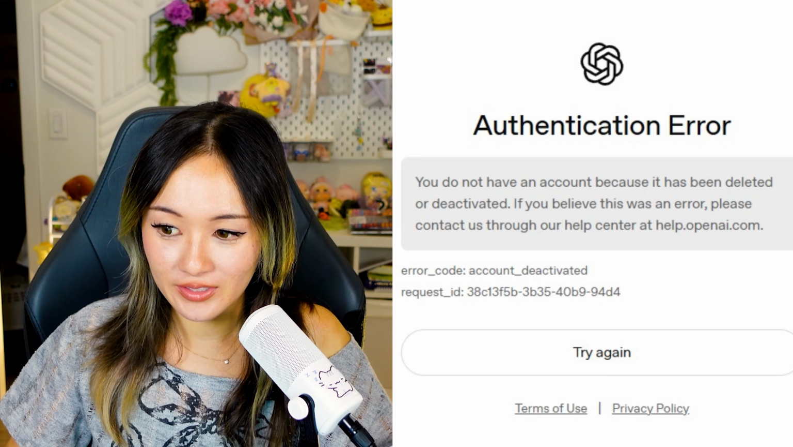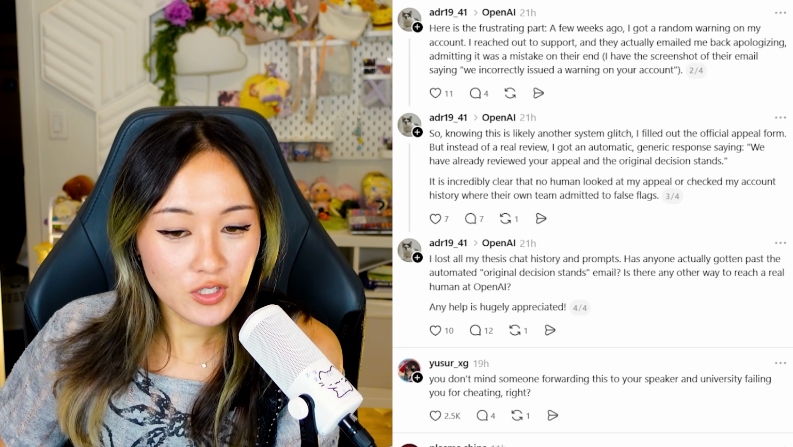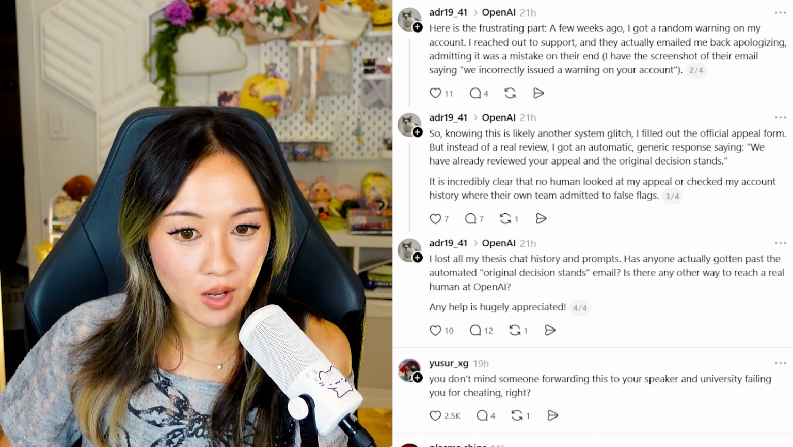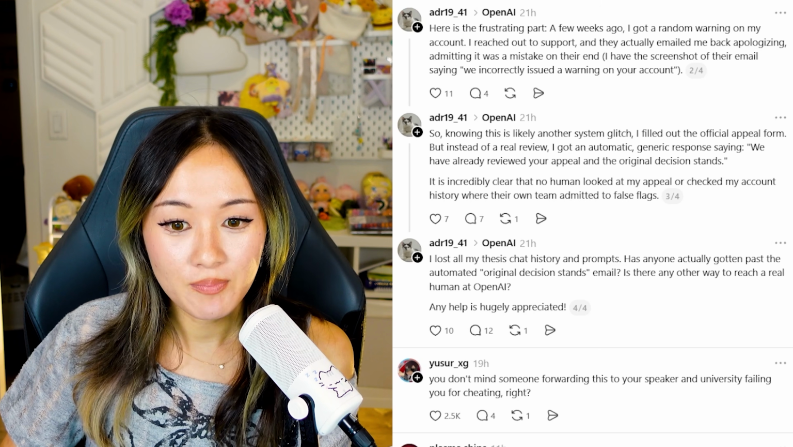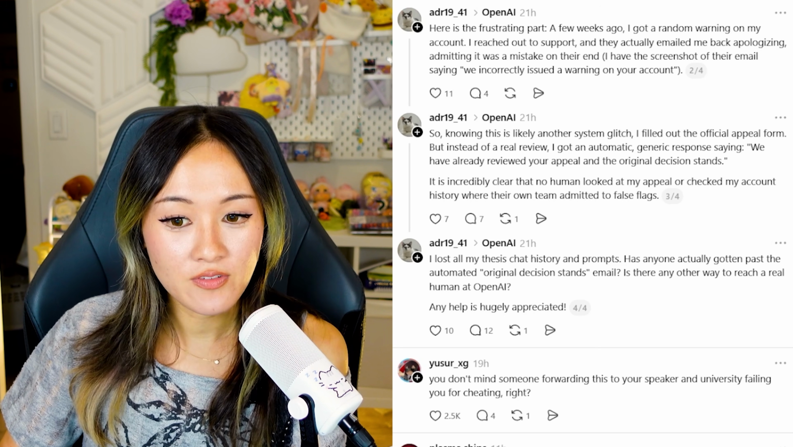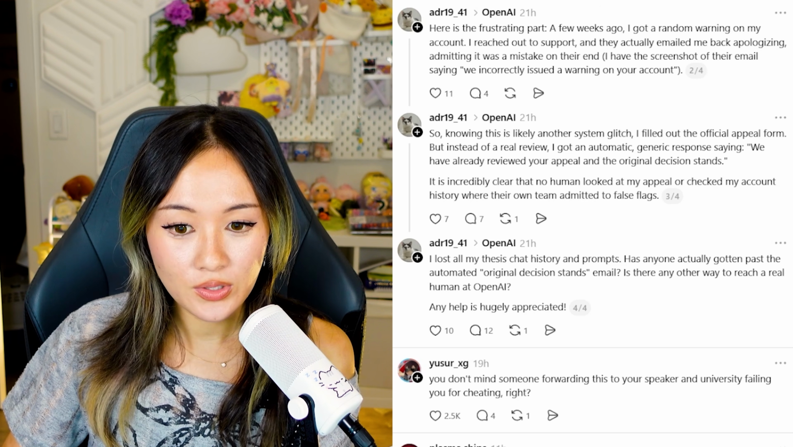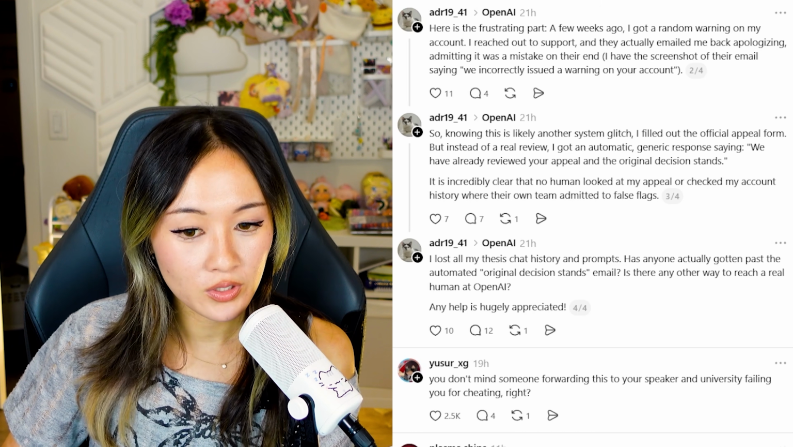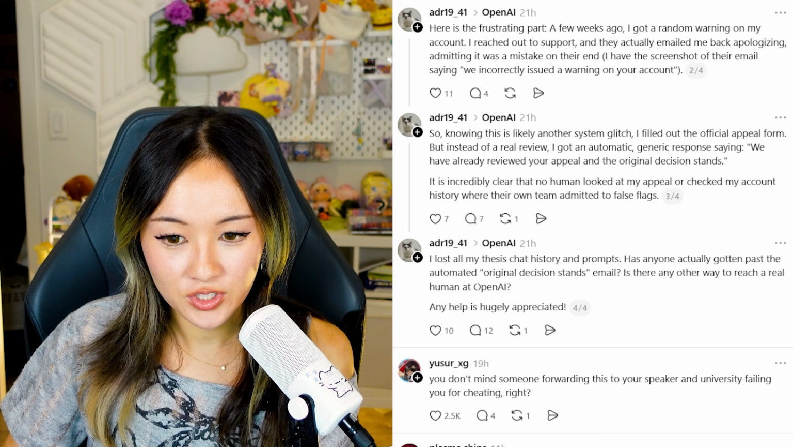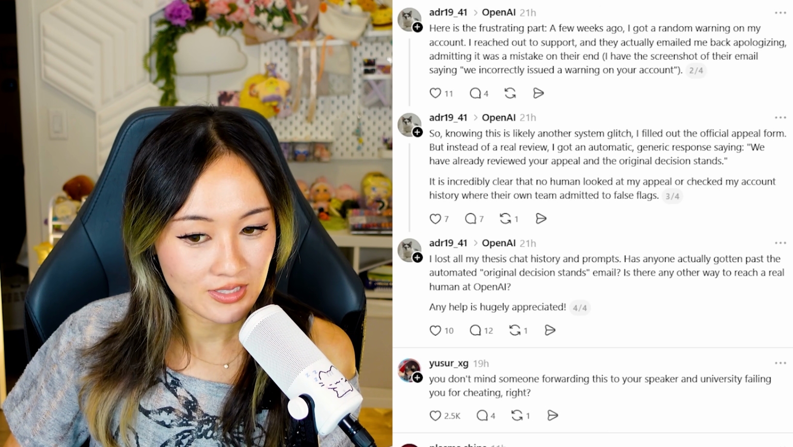So here they have an authentication error, screenshots, some emails, and they add, here's the frustrating part. A few weeks ago, I got a random warning on my account. I reached out to support and they actually emailed me back apologizing, admitting it was a mistake on their end. I have the screenshot of their email saying, we incorrectly issued a warning on your account. So knowing this is likely another system glitch, I filled out the official appeal form. But instead of a real review, I got an automatic generic response saying, quote, we have already reviewed your appeal and the original decision stands, end quote.